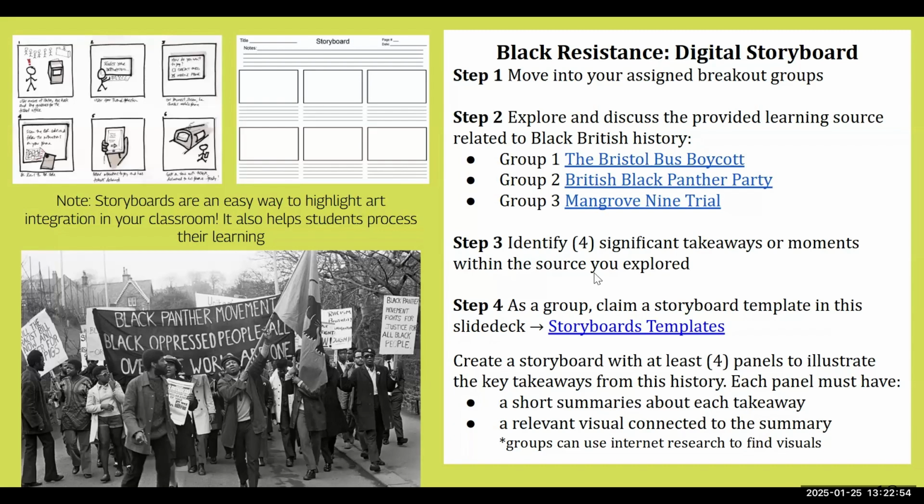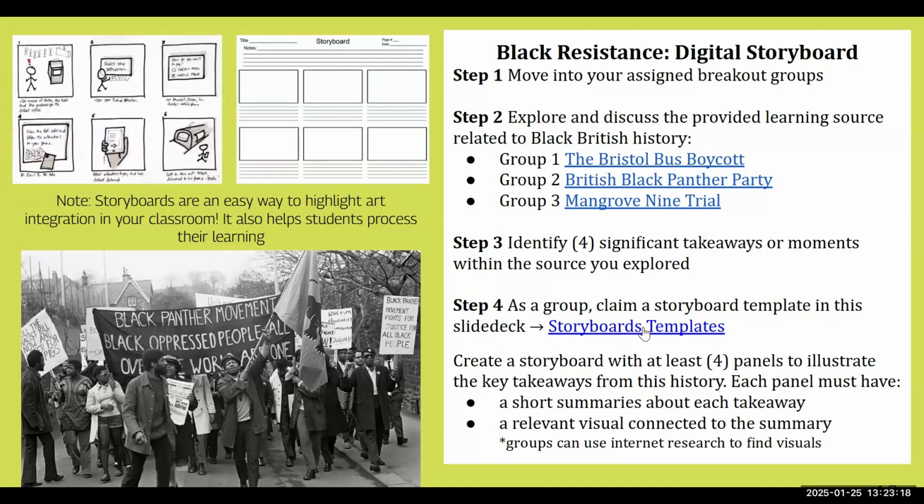As a group, you'll claim one of the storyboard templates that's in this slide deck. So if you click on that link, it'll take you to a slide deck that has these directions and also 3 storyboards, one for each group. And you're going to create a storyboard with at least 4 panels to illustrate the key takeaways from this history. So each panel must have a short summary, short summaries about each takeaway.